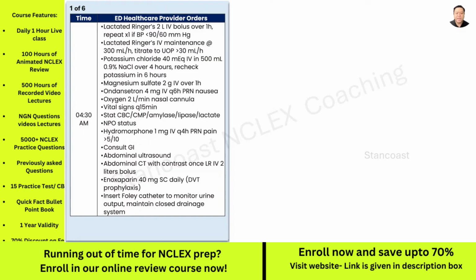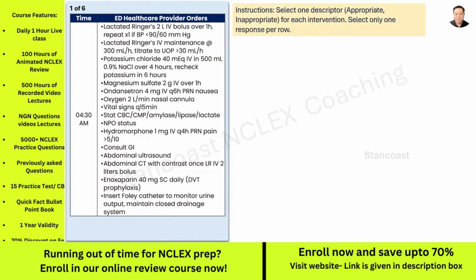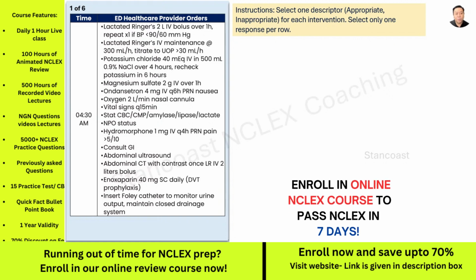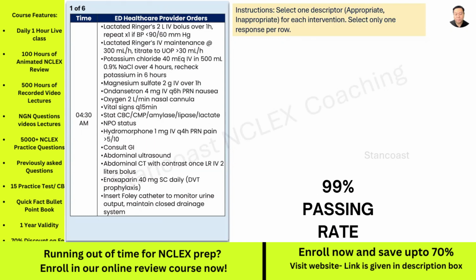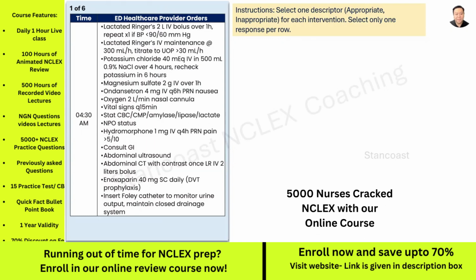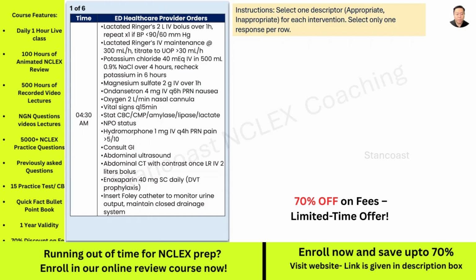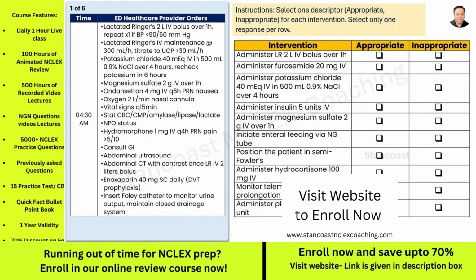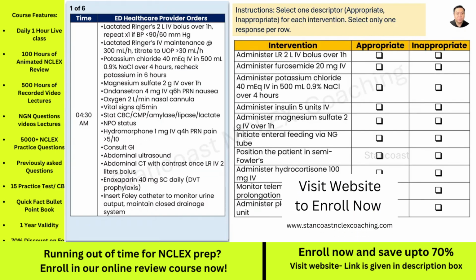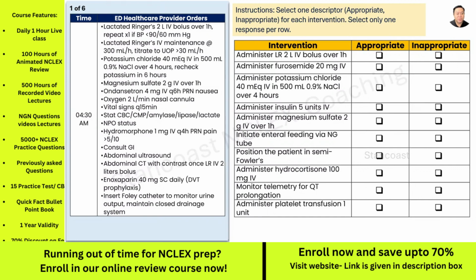Now, what are we doing here? Well, we are going to answer this question. This is a matrix multiple choice, and it says select one descriptor, whether it's appropriate or inappropriate for each intervention. Select only one response per row, and we have the table. I want you to pay attention to each row. So what do you think about the first one here? It says administer lactated ringers 2 liters IV bolus over 1 hour.